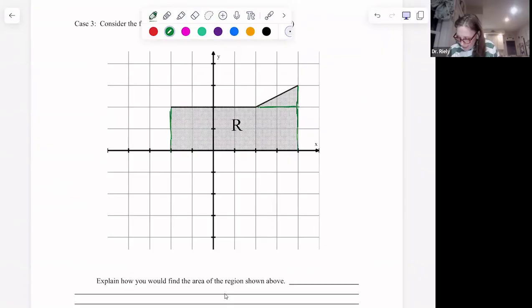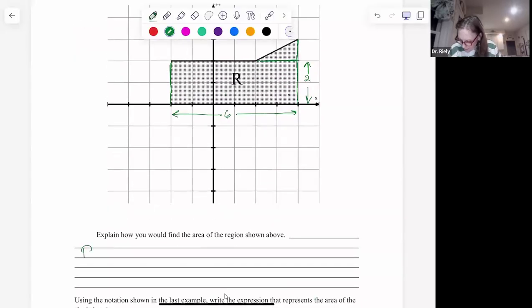So I'm going to say, okay, let's count. 1, 2, 3, 4, 5, 6. Here is going to be 6 units. That's the base of my rectangle. And then this is going to be 2. So I already know that for my rectangle, I'm going to deal with length times width or base times height, whichever you prefer. That's going to be 2 times 6, so that's going to be 12 square units.